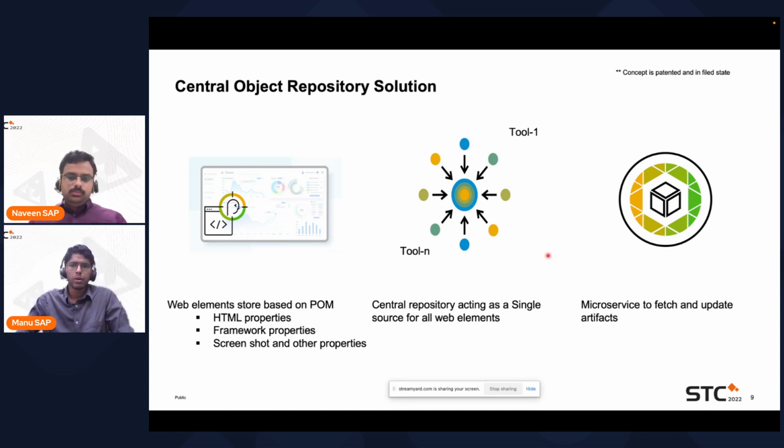This central repository will act as a single source for all automation tools used by the entire organization. The test artifacts will be consumed using a microservice that will facilitate the tool to fetch and update and hence handle the maintenance of the artifacts. The use of a microservice will also ease the integration of any automation tool with the object repository. We have already patented this concept of having a reusable object repository, which helps in managing and maintaining the test artifacts at a single source.